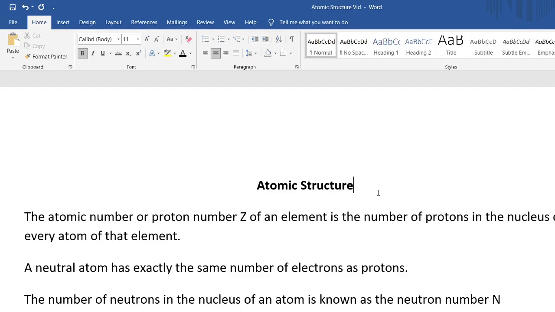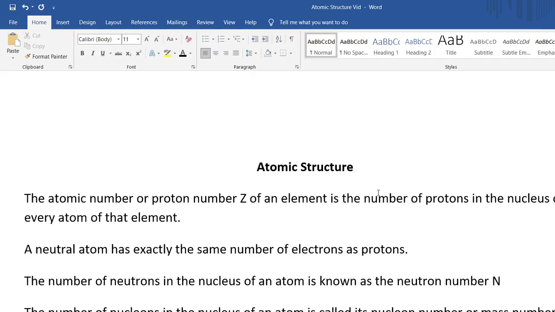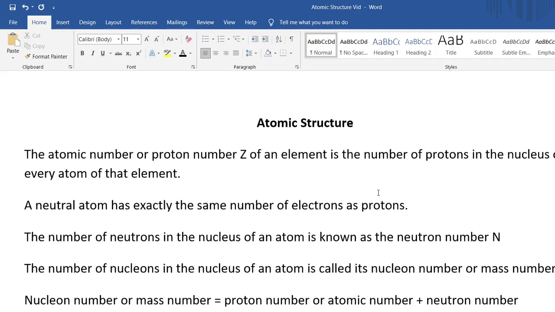Neutrons now are in the nucleus of an atom, and subatomic particles which are found in the nucleus of an atom are called nucleons. And there are two subatomic particles that are found in the nucleus. These are protons and neutrons. Now we're going to look at what we call the nuclear number, or the mass number. This is the number of protons and the number of neutrons.